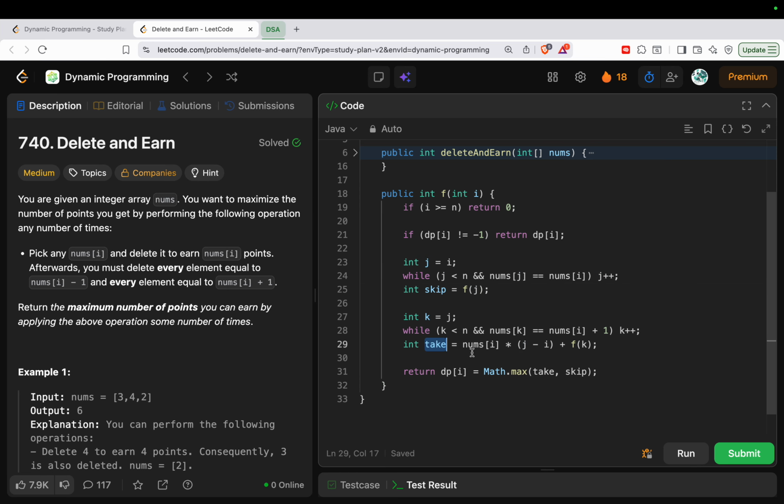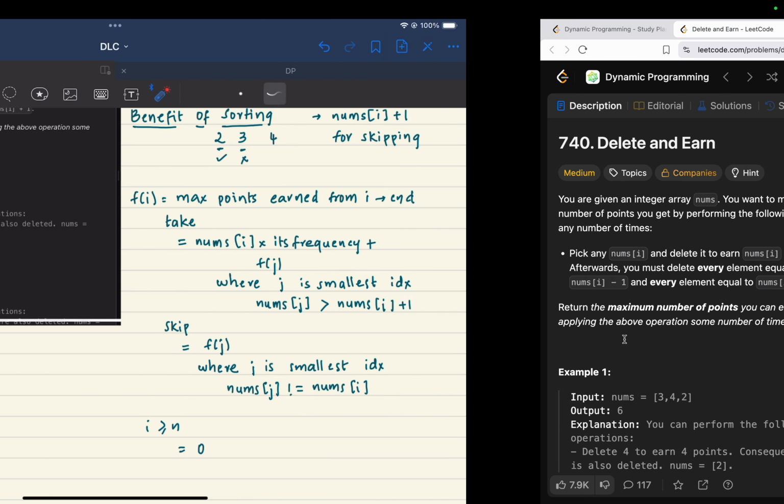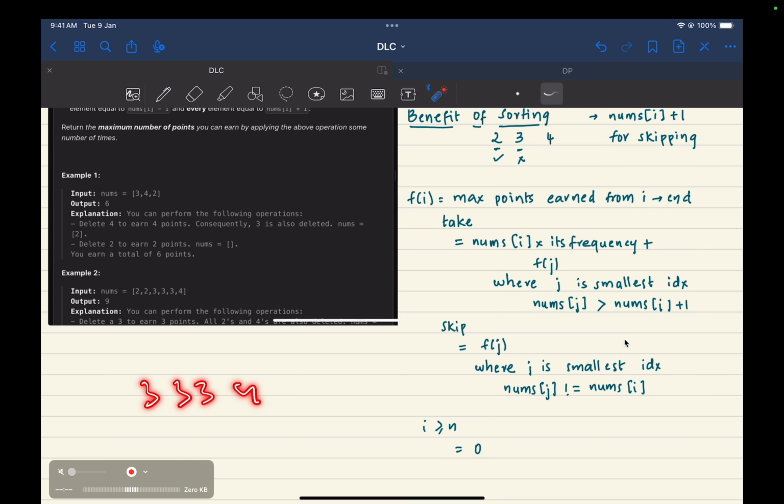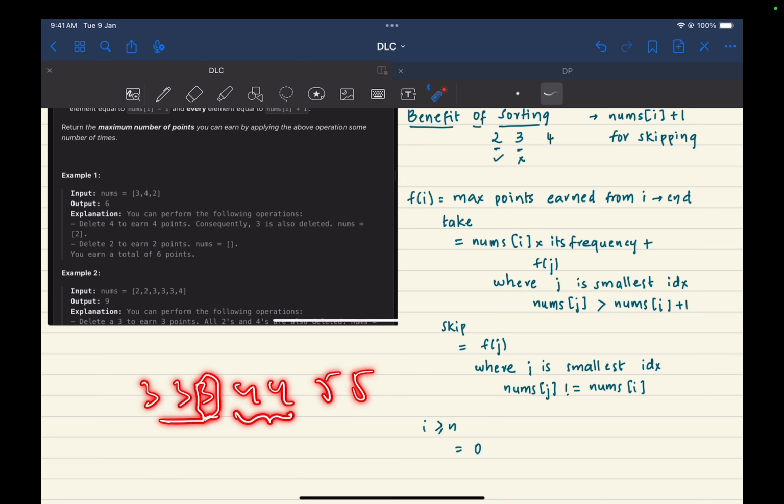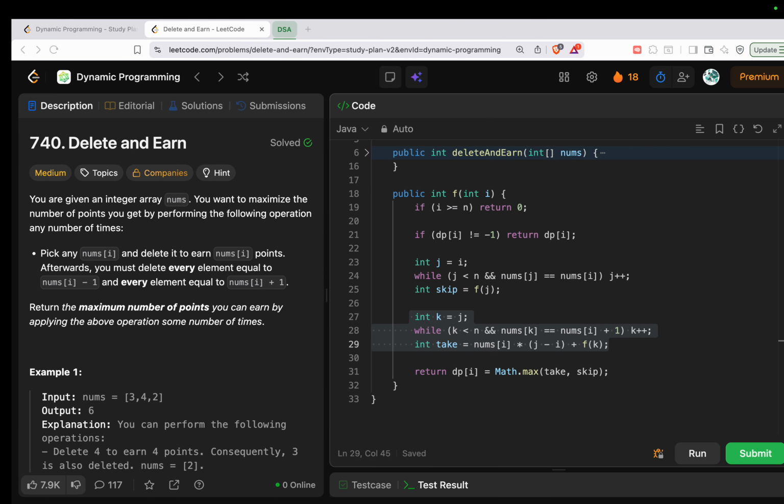So if I have to take 3, that means nums of I times its frequency plus f of an index k such that it is greater than nums of I plus 1. Let's say we have 3 3 3 and we can also have 4 4 5. I should also skip these numbers because I have considered 3, that means I cannot consider 4. So I have started my k pointer over here and I am going all the way up to 5.